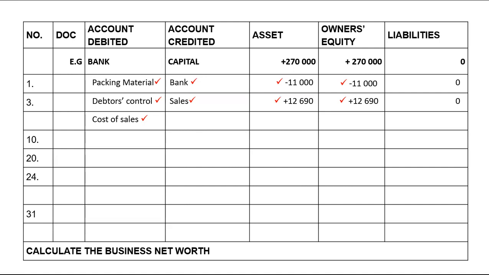Trading stock decreases because we are having less of the stock. It's gone. Assets decrease on the credit side. We will reduce our assets by the cost price of goods sold, which will be 10,310. That is for trading stock. Cost of sales is an expense. It reduces owner's equity at cost price. Liabilities will be 0.